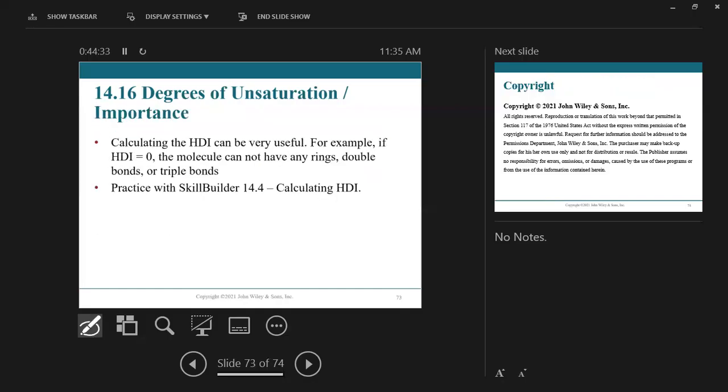Calculating the hydrogen deficiency index can be very useful. For example, if the HDI was 0, the molecule cannot have any rings, double bonds, or triple bonds. So if we calculated this right here, this should have an HDI of 4 because it has this, it has a ring.